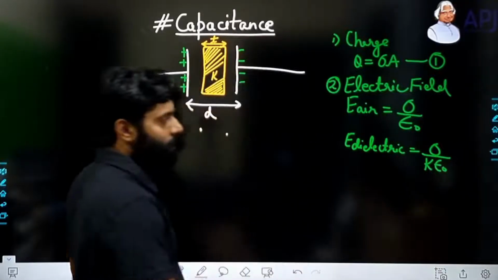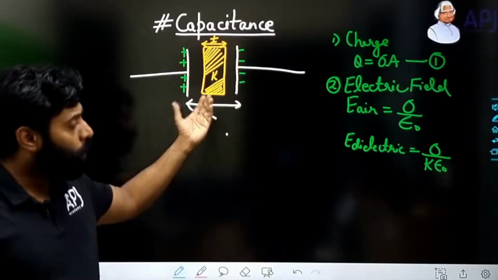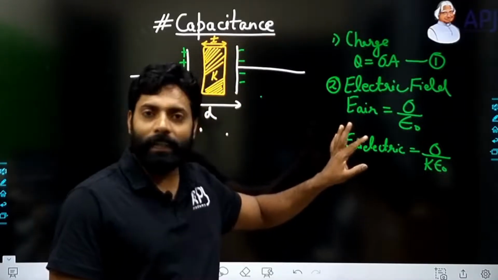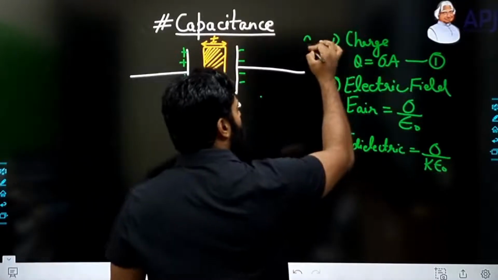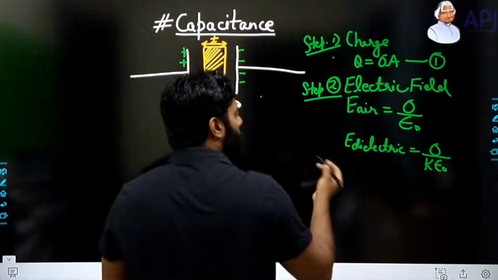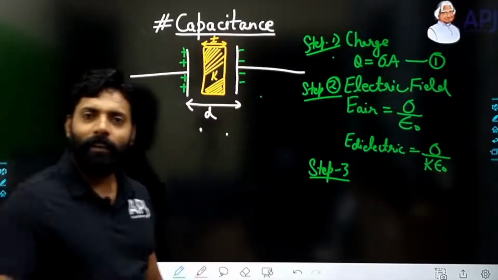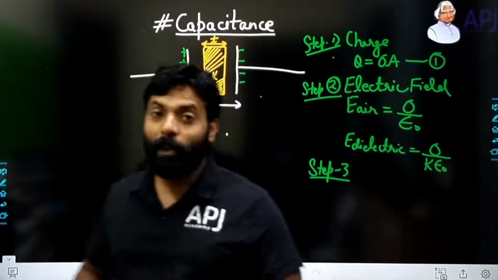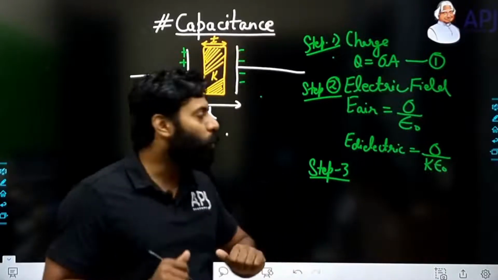How many of you understand this? Because the force gets reduced when we place a dielectric, and force and electric field are proportional to each other, the electric field will change. This is step 1, this is step 2, finding the electric field, and step 3 is what? Please let me know. Step 3 is potential. You have to find the potential, and the formula for potential is V = Ed.